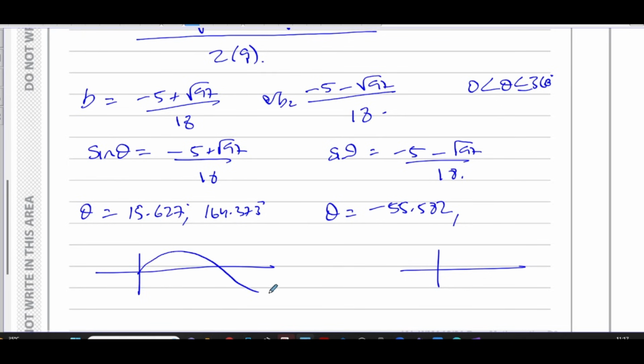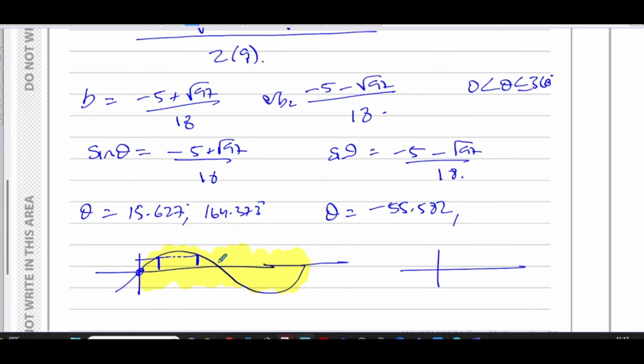our sine curve going like this. Our range is in this region here, between 0 and 360. And the calculator gave us the angle over here, which is 15.672. And there's another place over here, which was 164.373, which has the same sine ratio. And that's because of the symmetry of the curve.